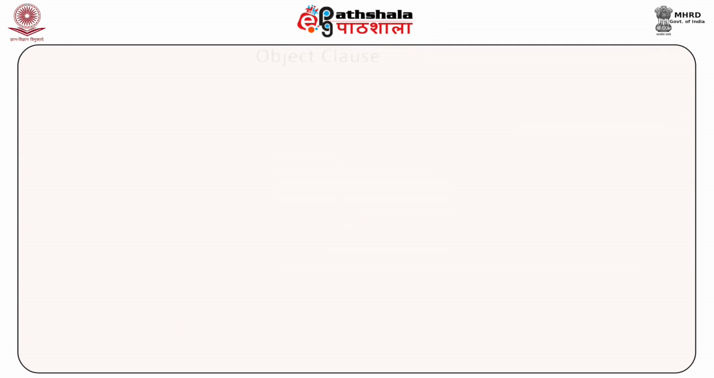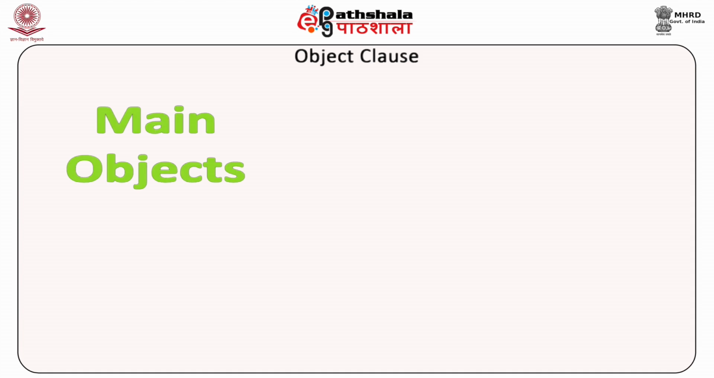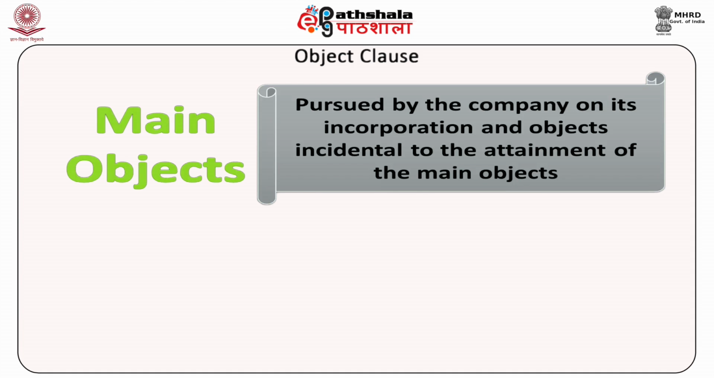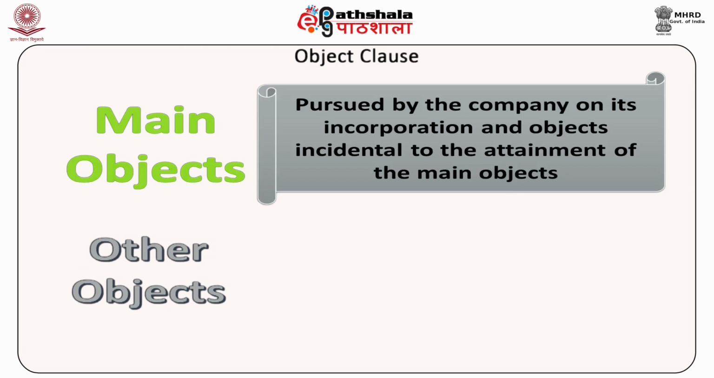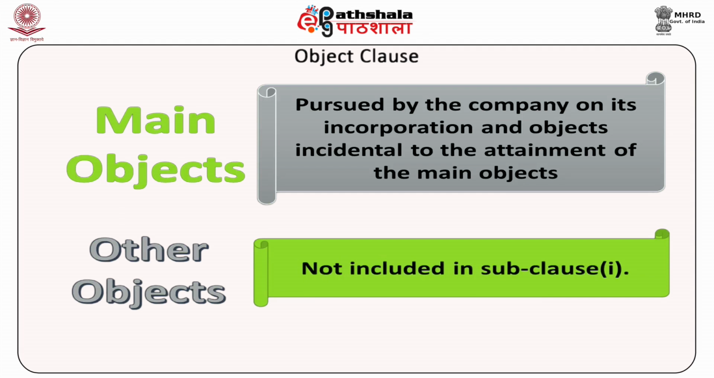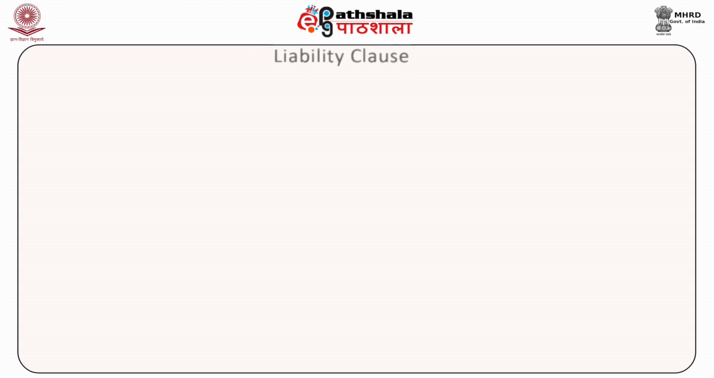In case of a company in existence immediately before the commencement of the Companies Act 2013, the main objects of the company to be pursued by the company on its incorporation, and objects incidental or ancillary to the attainment of the main objects, and other objects of the company not included in sub-clause 1. We shall now move on to the liability clause.